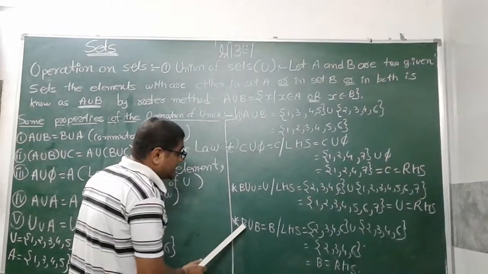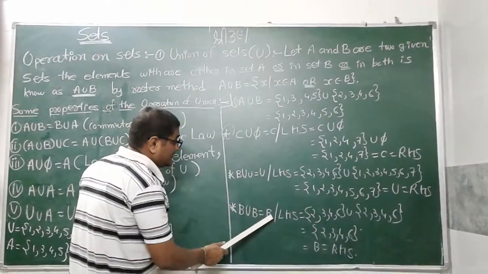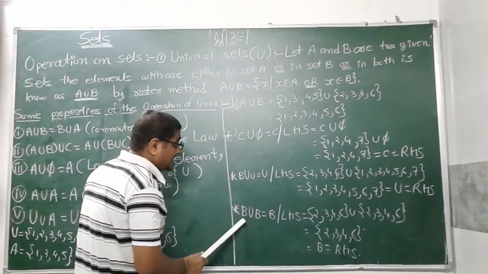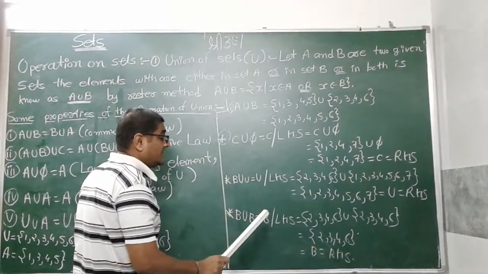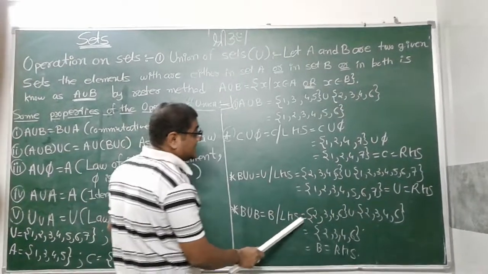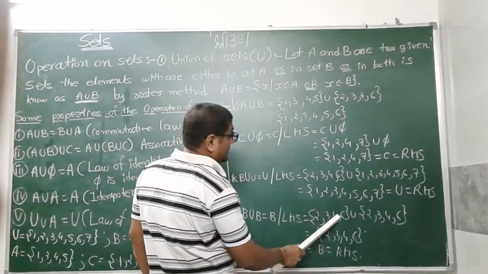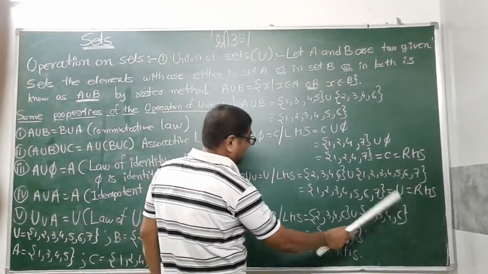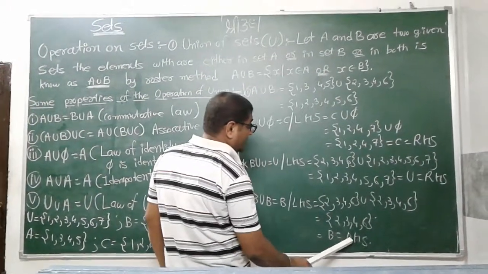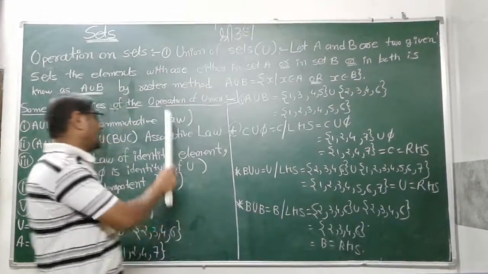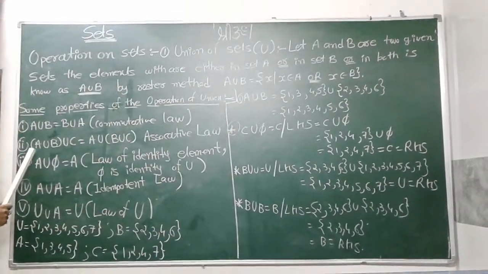Now idempotent means here I am taking B union B is equal to B. Instead of that you can take C union C is equal to C, but you have to write down the elements with respect to that set. So LHS is {2, 3, 4, 6} union {2, 3, 4, 6}, which is equal to {2, 3, 4, 6}, which is B, equal to the RHS.